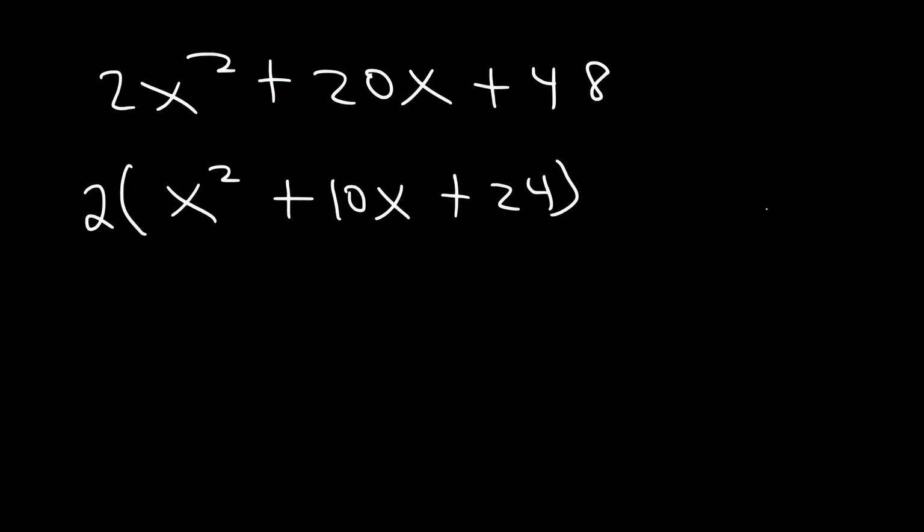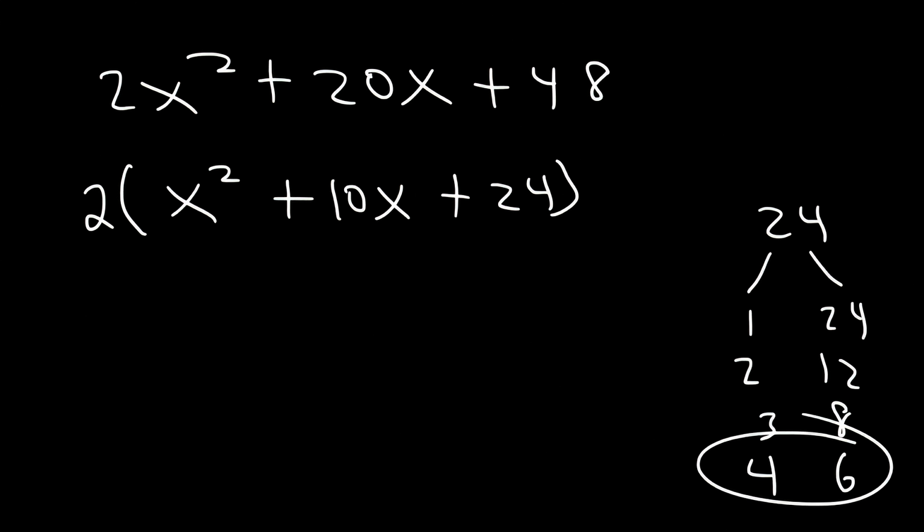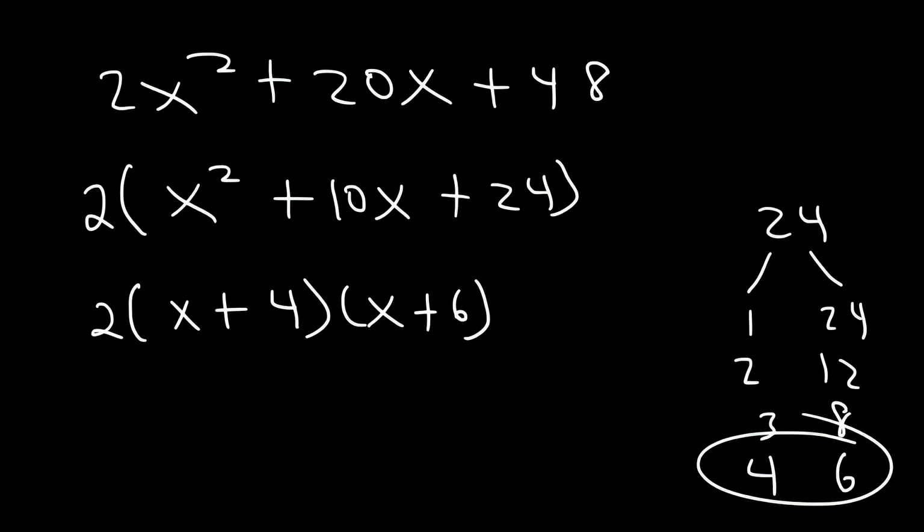Now what two numbers multiply to 24 but add to 10? So if we make a list, we have 1 and 24. If we divide it by 2, we'll get 12. If we divide it by 3, it will give us 8. If we divide it by 4, we'll get 6. 4 plus 6 is 10. So it's going to be x plus 4 times x plus 6. And with practice, you'll be able to do this quickly.